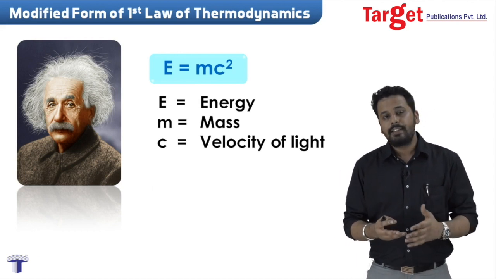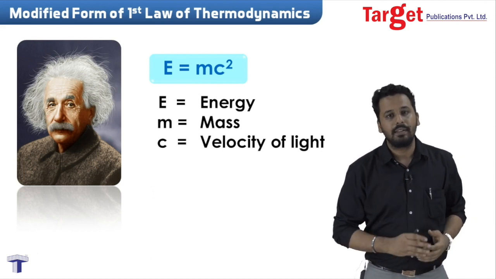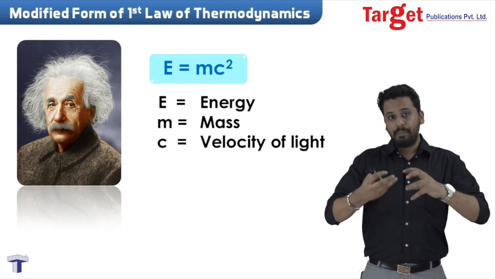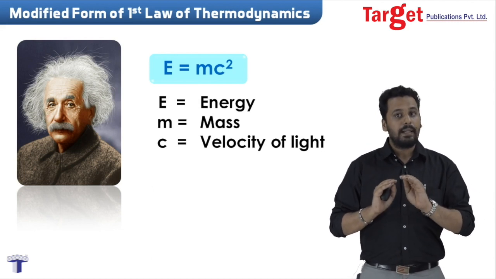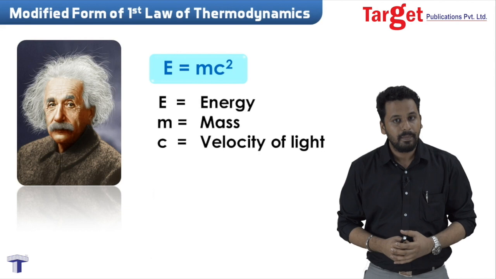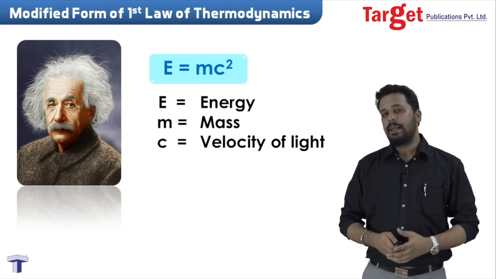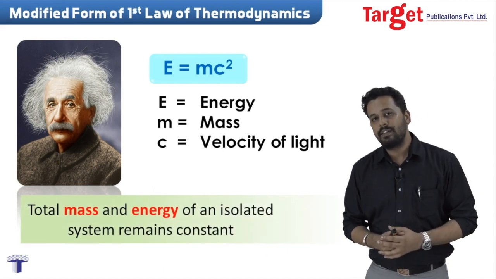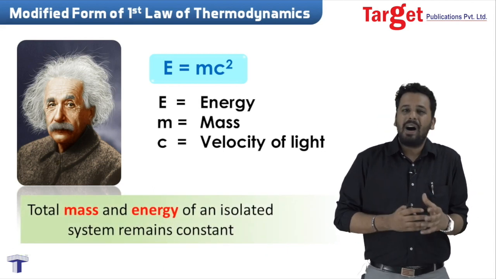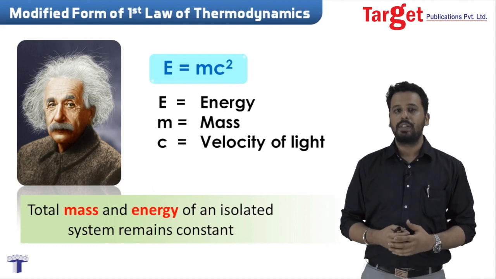The first law states that the total energy in the universe should remain constant. But if some energy and some mass are interconvertible, that will create a disbalance in the whole equation. So instead of saying that energy is constant, we can say that the total mass and energy of an isolated system, or the total mass and energy of the universe, will remain constant.